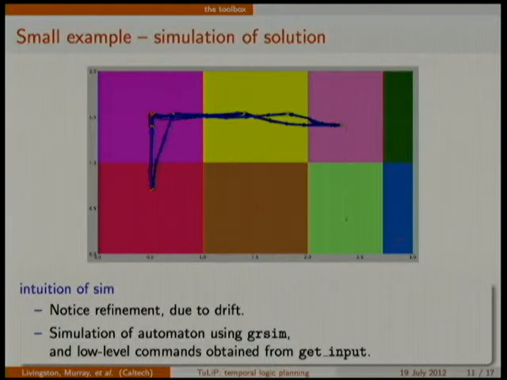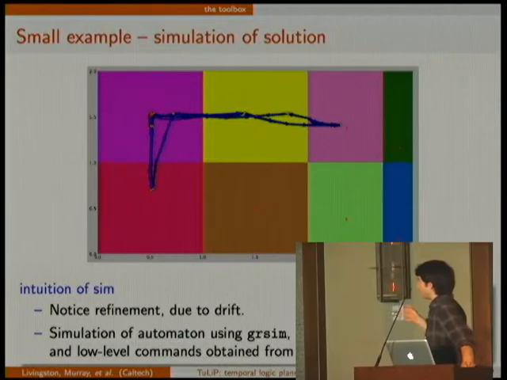So constructing a solution with TuLiP leads to refinement of the partition. So on the right, we see these two cells were refined. They're so far away from the origin that the drift is so large, combined with the control input bounds, that you have to actually look at smaller cells in order to satisfy that reachability property. And that is automatically done.